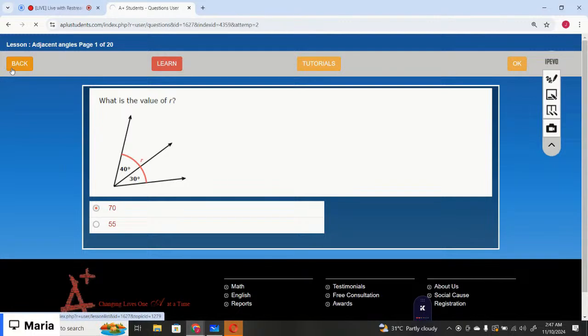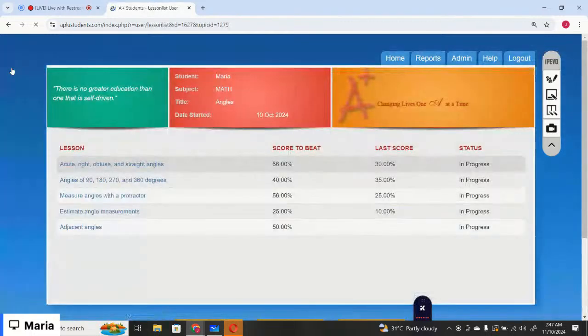We were working on grade 5 math. The chapter we are working on is angles. The lessons we have covered today are acute, right, obtuse, and straight angles, right? Angles of 90, 180, 270, and 360 degrees. Measure angles with protractor. Estimate angle measure and adjacent angles.